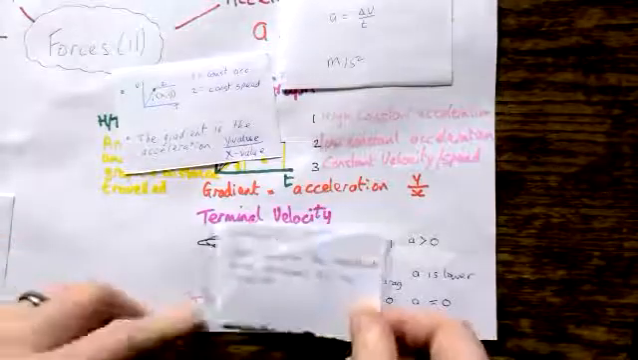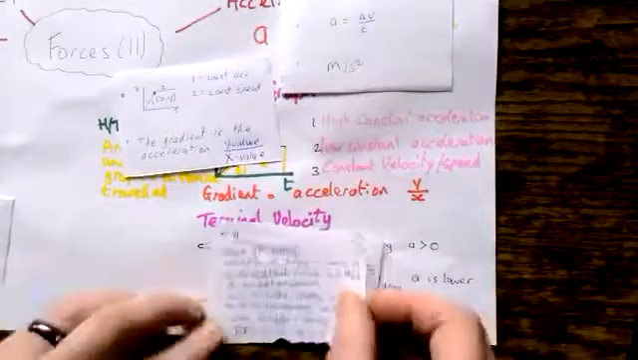For higher tier, describe how the resultant force changes for a skydiver. At the start of the jump, the weight is greater than the drag. There is a resultant force, so there's an acceleration. As it falls, the drag increases, so the resultant force decreases, and the acceleration, therefore, decreases. When the weight is equal to the drag, we've got 0 resultant force, so there's 0 acceleration.